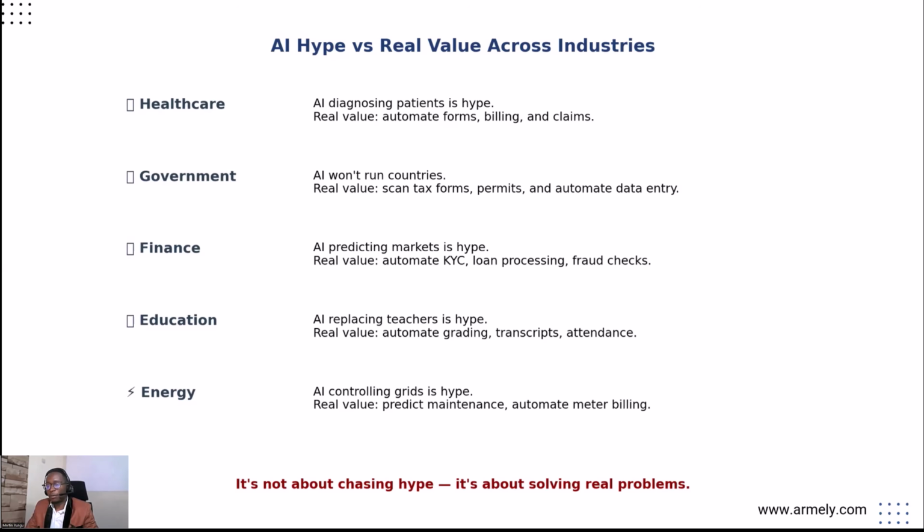For example, when you talk about education, before replacing our teachers with AI, how about we automate the whole grading processes, transcripts, attendance, basically all these processes that happen. For example, in energy, yes, AI is controlling grids, but as it does that, how about you also automate the meter billing and basically all these small processes?